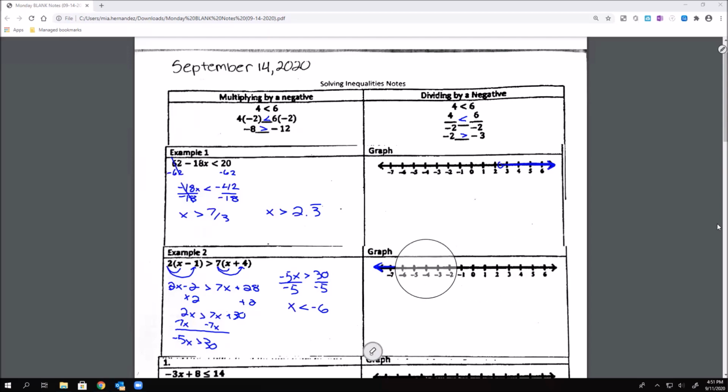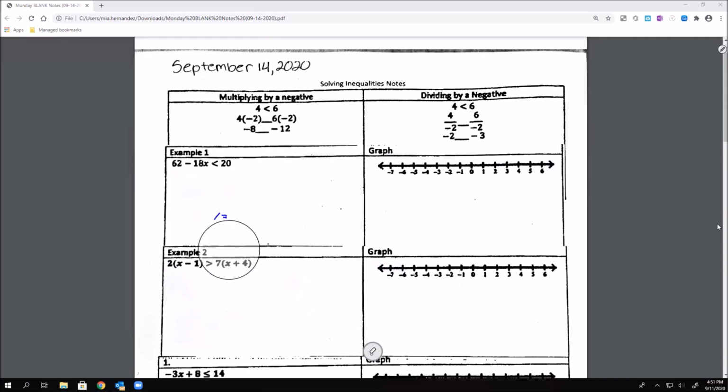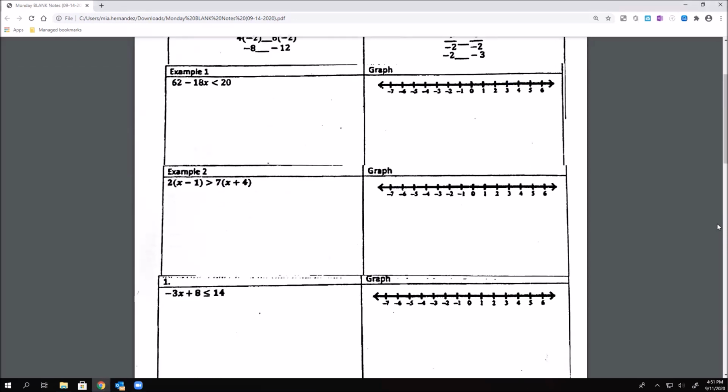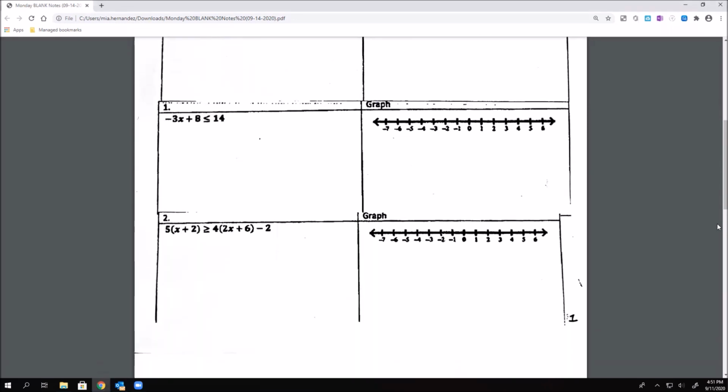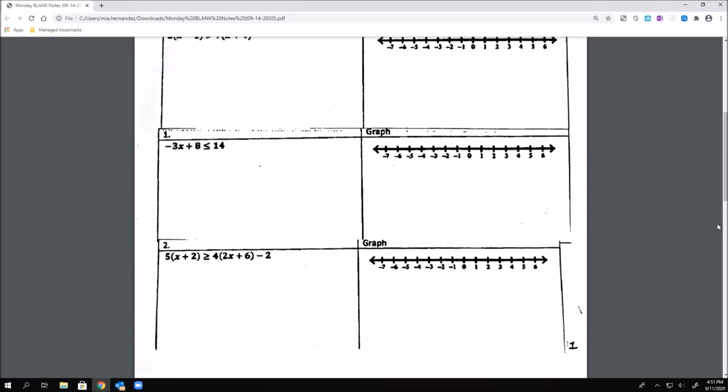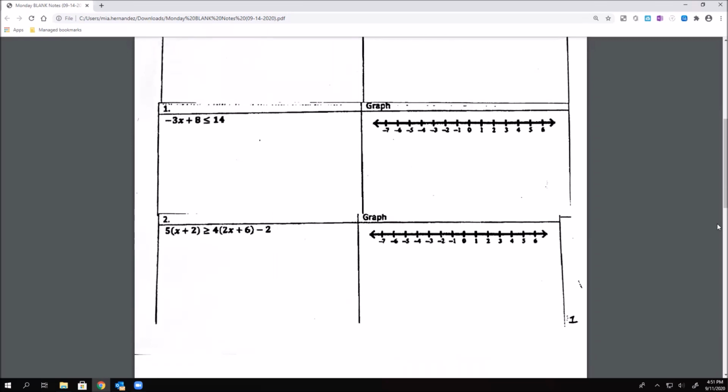Now we've done 2 examples. I'm going to go ahead and move on, do some more examples before you get to start on your lovely homework. So let's look at this next section.